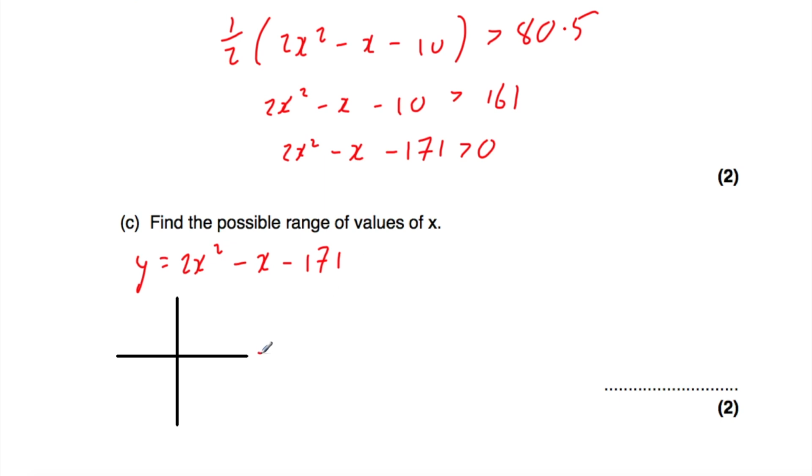And we've got our x-axis and our y-axis. And we want to sketch this quadratic, so let's find where it crosses the x-axis. So let y equal 0. So we'd have 0 equals 2x squared minus x minus 171. Okay, so now we want to try and factorize this if we can.